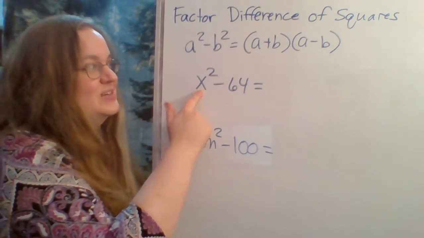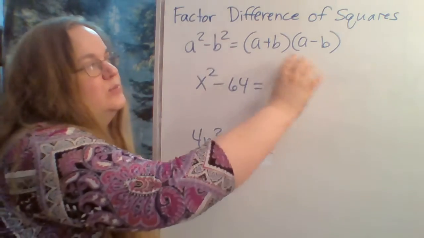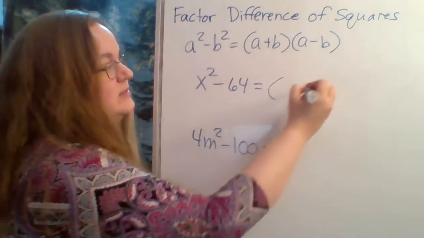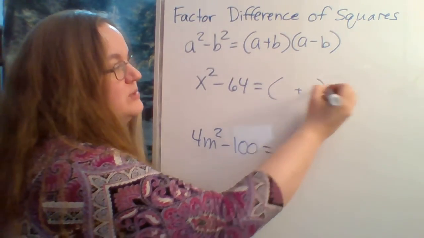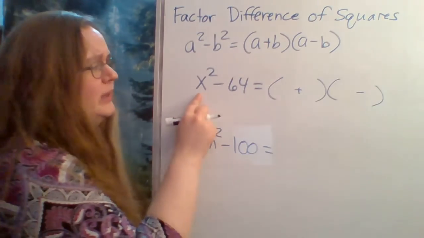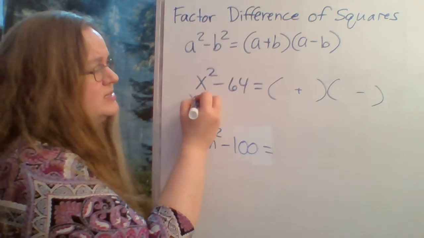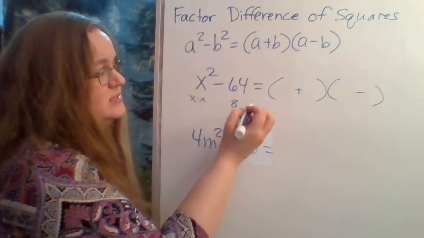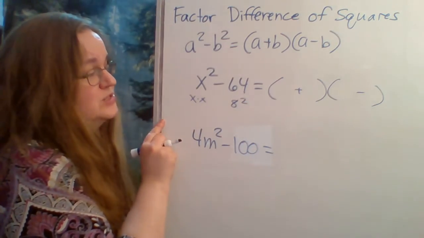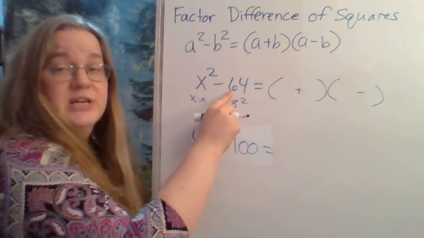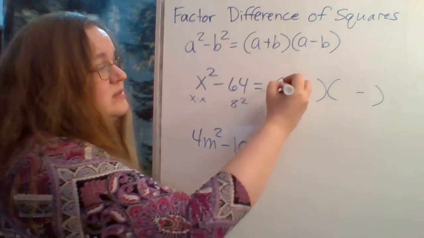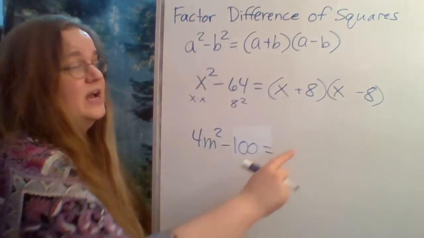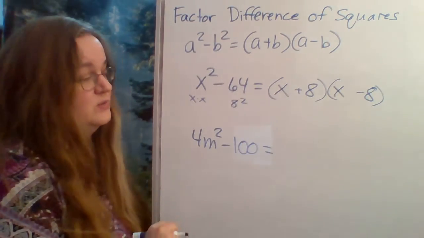We have something like x squared minus 64, and now we're going to write it in this form. One's going to be plus and one's going to be minus. What we're going to do is look at x. Now, x squared is x times x, and 64 is the same as 8 squared, or 8 times 8. So we're taking the square root of each of these. This is x, this is 8, this is x, this is 8. They have to be the same number in order to make it work.